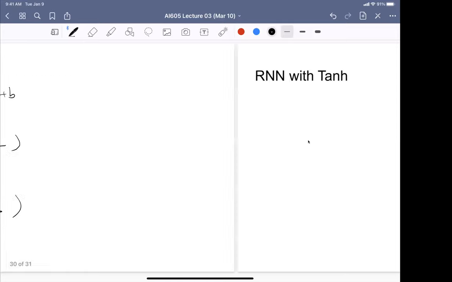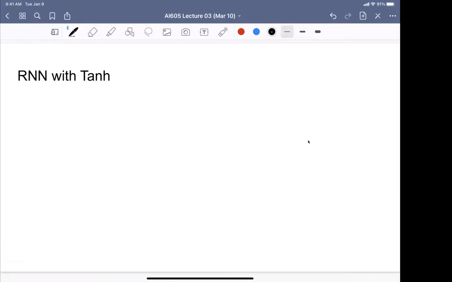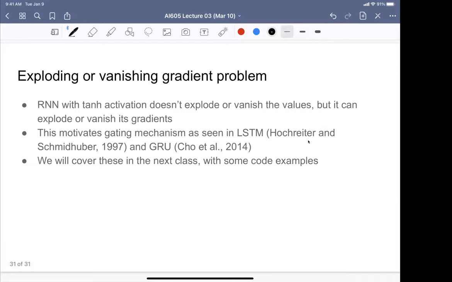But there is actually one more issue with RNN with tanh, and that's called the exploding and vanishing gradient problem. So now we're not talking about the actual inference values exploding or vanishing. It doesn't explode. Vanishing still can happen a bit, but it's not too bad. And vanishing when you're doing inference is not too much of a problem, though it could be a bad property, which is why people came up with the attention mechanism. But it doesn't make the model unstable, while exploding is a really bad thing. So RNN with tanh activation doesn't explode the values. But the real problem here is that it can explode or vanish its gradients during training.